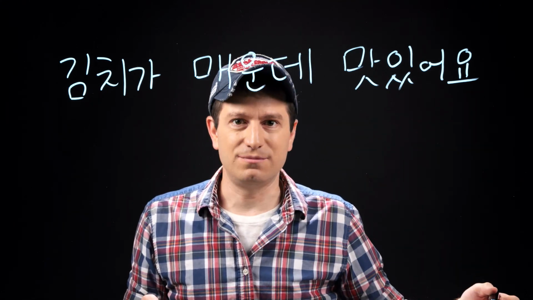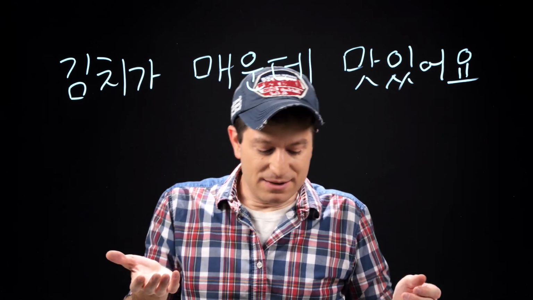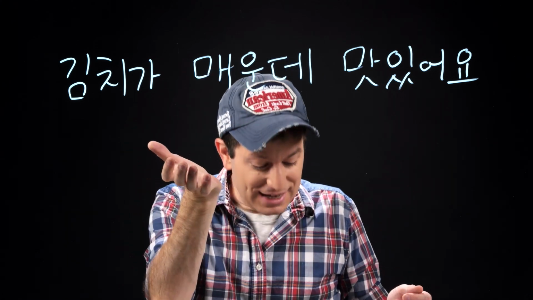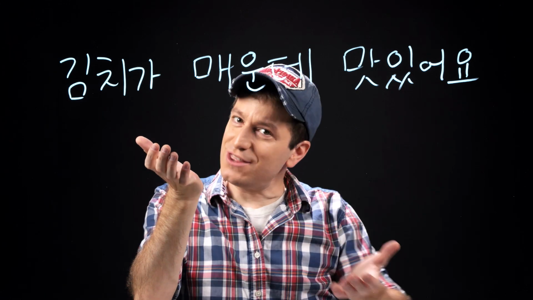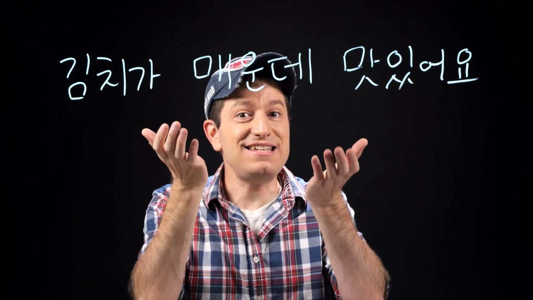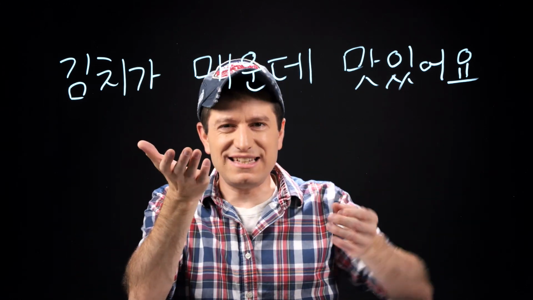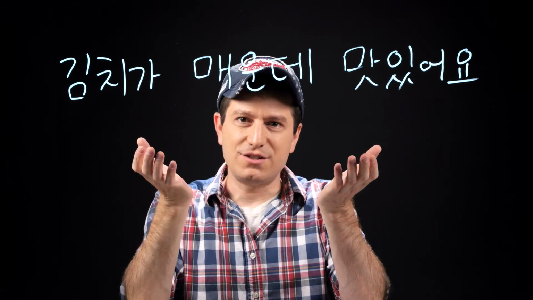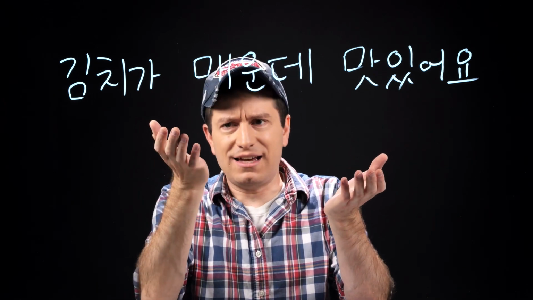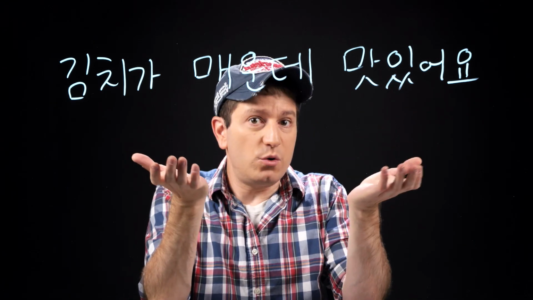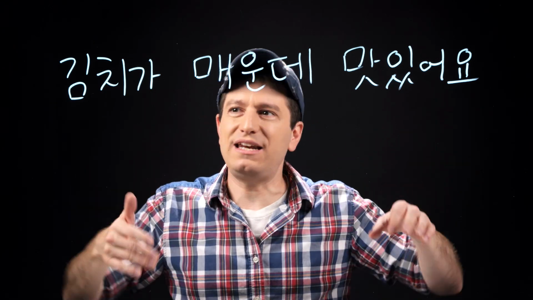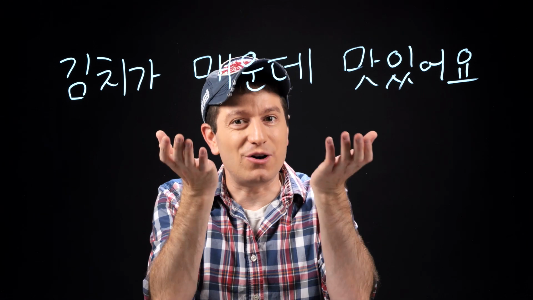It tastes good. What we have here is "kimchi is spicy, but, or and, on the other hand, it tastes really good." Kimchi is spicy, it tastes really good. So this can mean either and or but or both, it doesn't really matter. The point is that it's contrasting the two parts of the sentence.